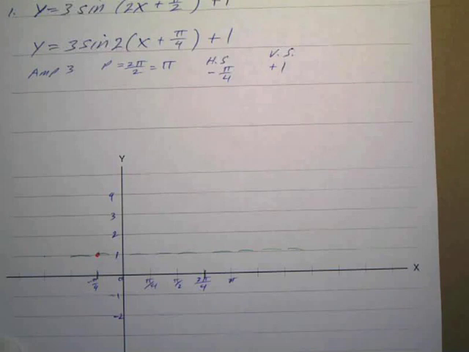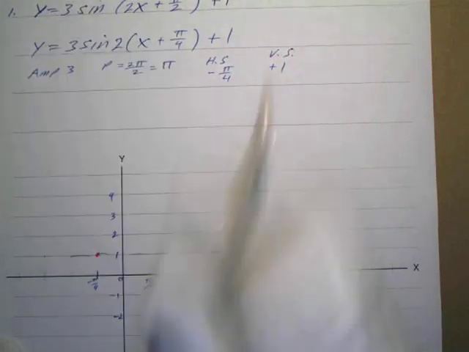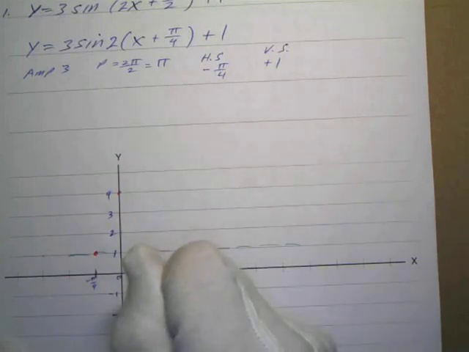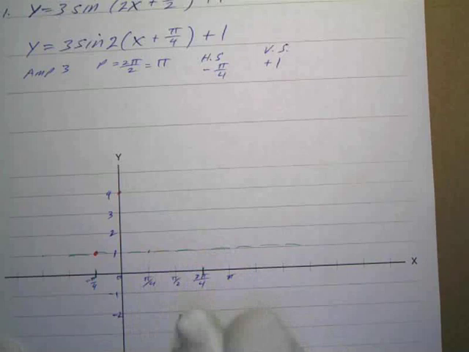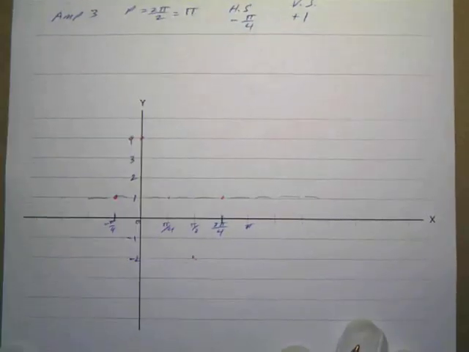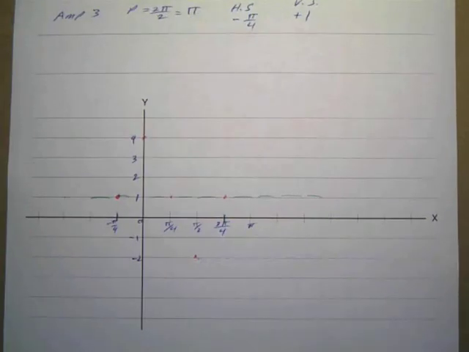Then I know I'm going to go up 3 over the next interval. That's going to be my 1, 2, 3. My amplitude is 3. I come back to the 0 line in my next increment. Then I go down 3, 1, 2, 3 down here. And then back to the 0 line. So there you go. So there's your 5 key points.